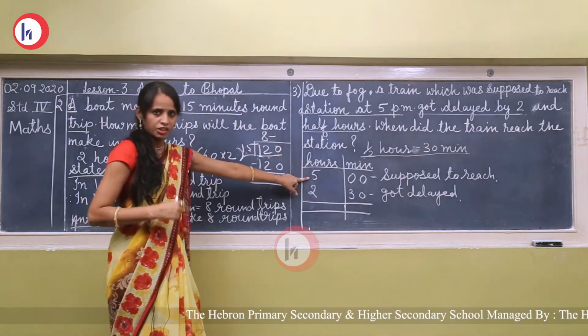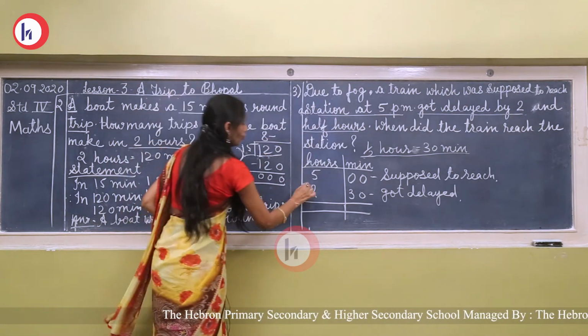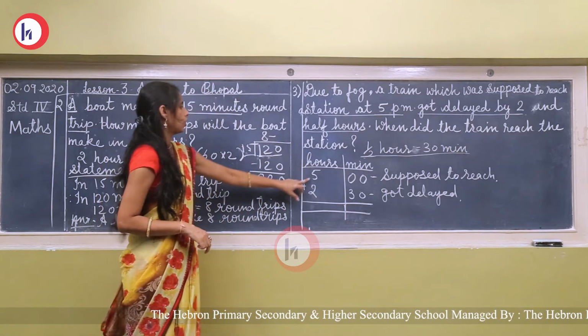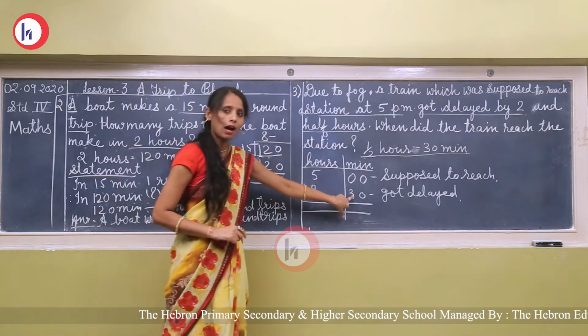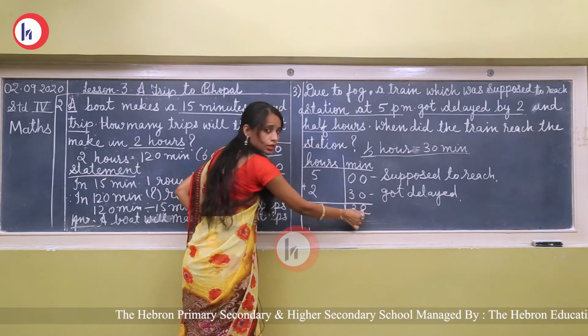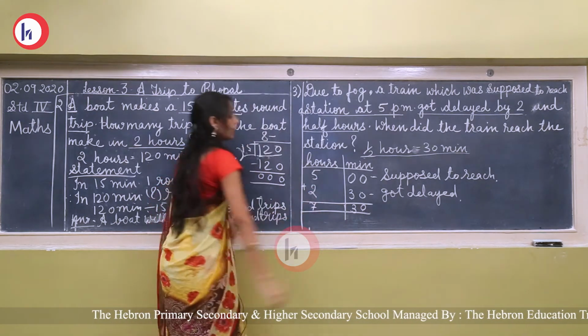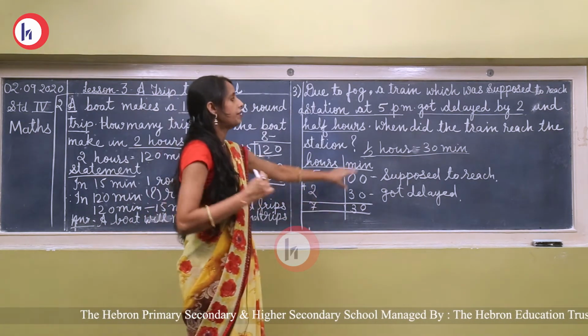इस टाइम पे ट्रेन पहुंचने वाली थी, लेकिन ड्यू टू फॉग ट्रेन इज लेट. ओके, सो विच टाइम इट विल रीच? सो 5 plus 2 and half hour. 0 plus 0 is 0, 0 plus 3, 3, and 5 plus 2 is 7. So it is the time when train reached.